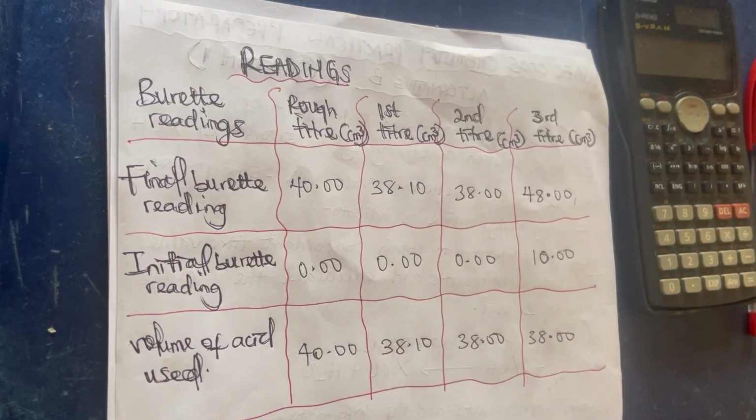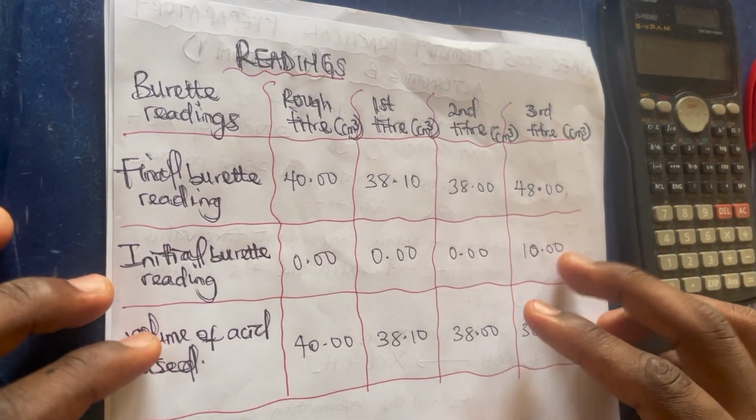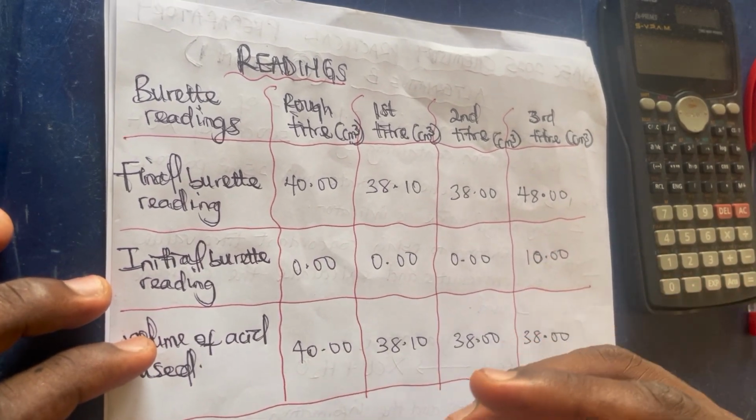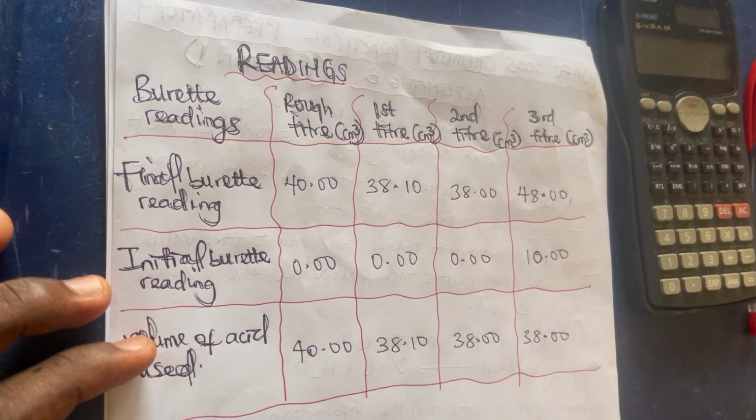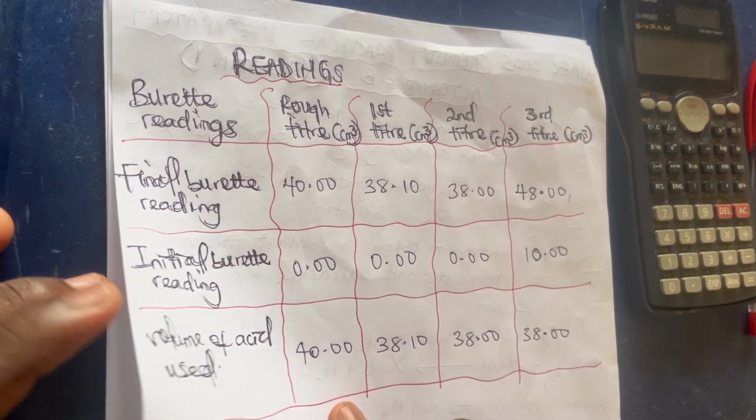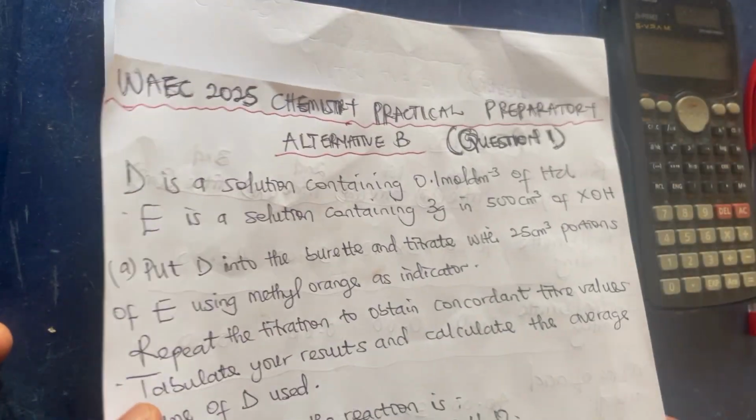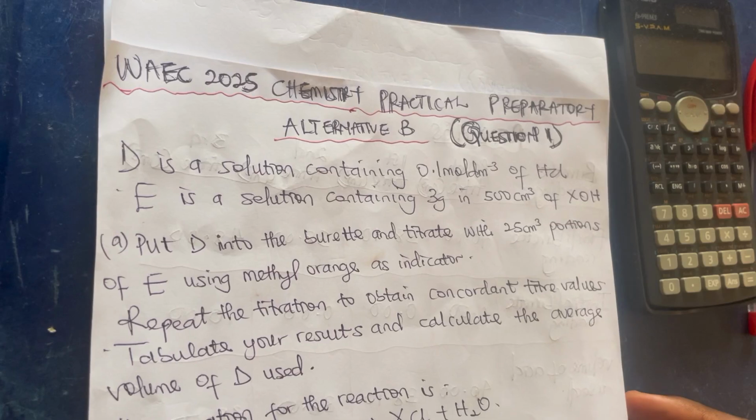Now, when I carried out this experiment, I was able to come up with this titer value. Now look at this. Please take note that this titer value is just a rough titer value, like my own personal titer value. And mind you, I said this question is just a likely powerful question, just my own predicted question.